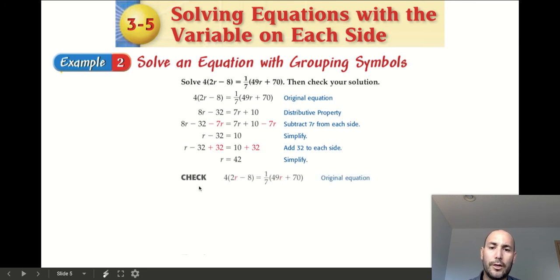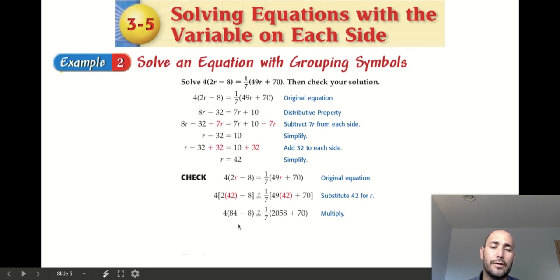So now I want to check it. And I'm going to check it by putting my solution back in for r into the original equation. So I'm going to substitute 42 in for r in both places. So again, replace it here and here. 2 times 42, 49 times 42. 2 times 42 is 84. 49 times 42 is 2058.